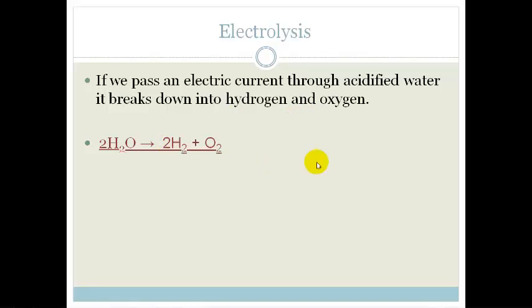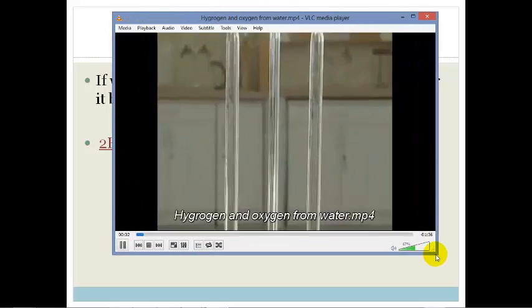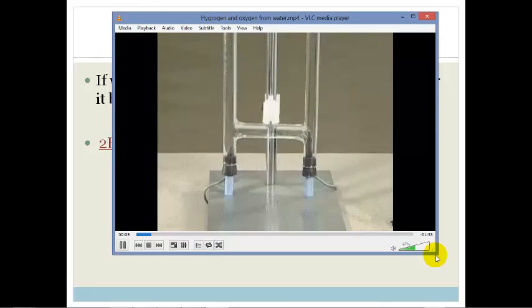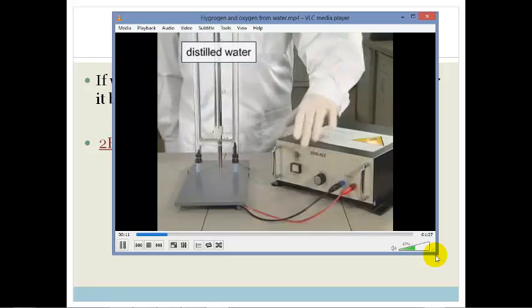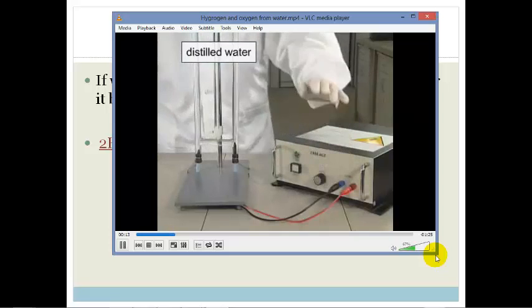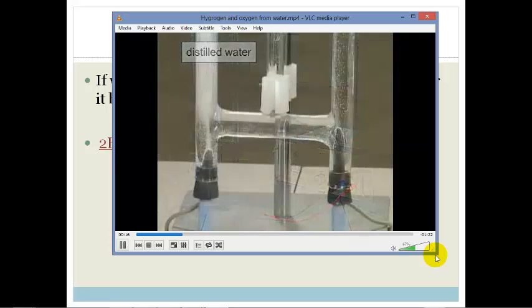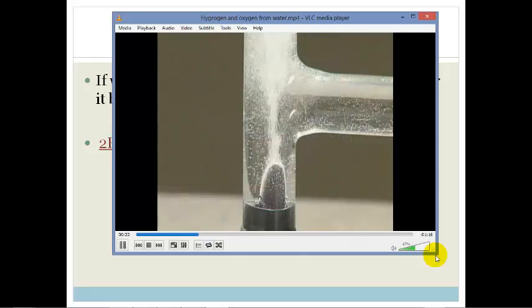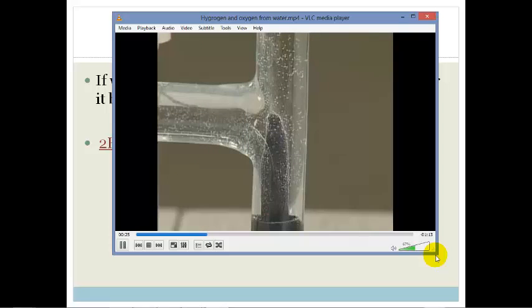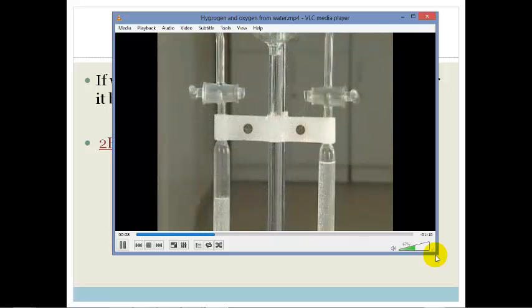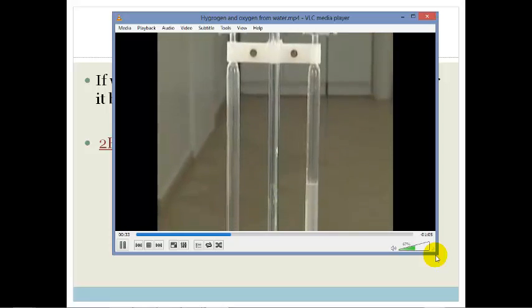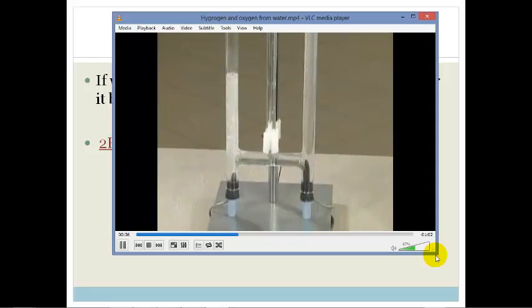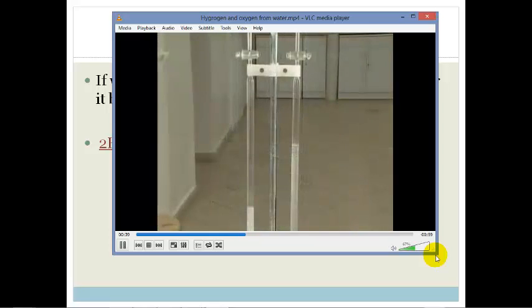Let's look at that, shall we? If we connect an electrolyzer filled with distilled water to a source of direct current, we can observe a slow evolution of gases. After some time, we notice that the volume of the gas released at the cathode is double that of the gas formed at the anode.